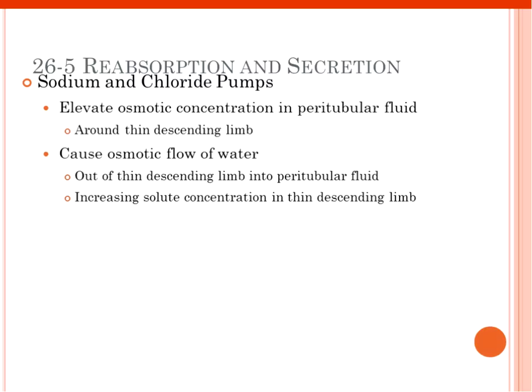So sodium and chloride pumps that we find on the ascending limb of the loop of Henle, or the nephron loop, are going to elevate the osmotic pressure or concentration of the peritubular fluid. More solutes than solvents, more salt than water outside the tubule. So that's going to drive the water that's in the tubule out of the tubule. That's all that's saying. It's going to cause the osmotic flow of water out of the thin descending loop into the peritubular fluid, and it will increase the solute concentration in the thin descending loop.